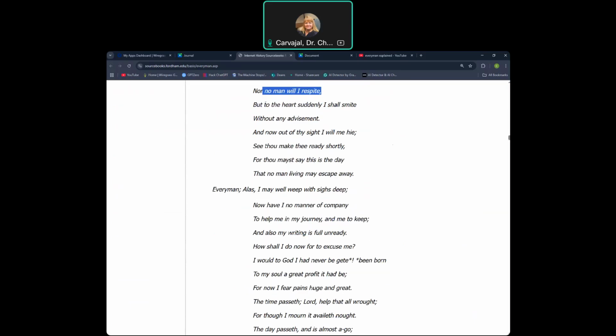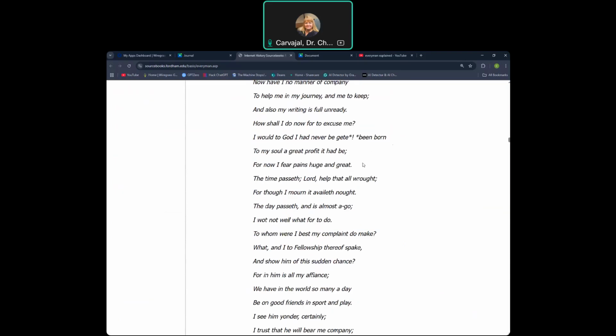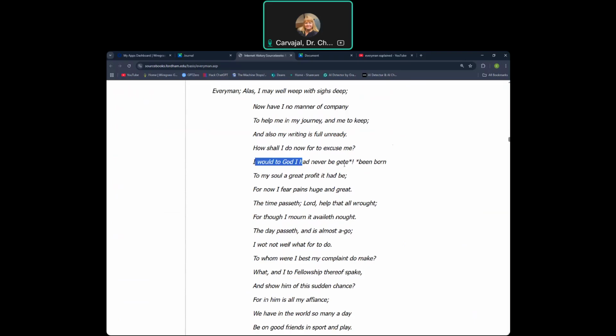And it says, to the heart suddenly I shall smite. And you think about people who have a heart attack. People are in a car crash. It just happens. They're done. And it's not meant to minimize death. If anything, it's meant to pound it into our heads. Hey, death is gonna come. Be aware. Be ready. Don't forget God.